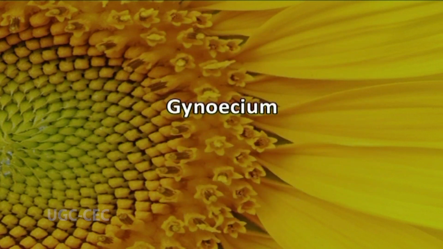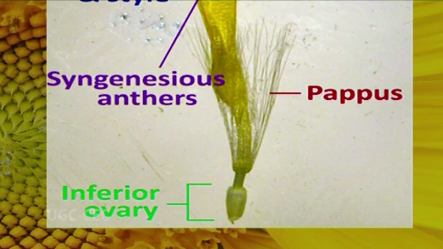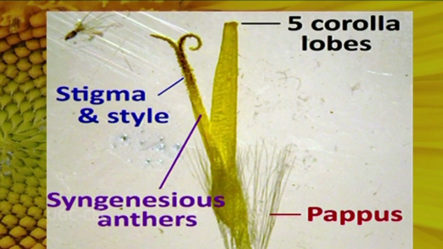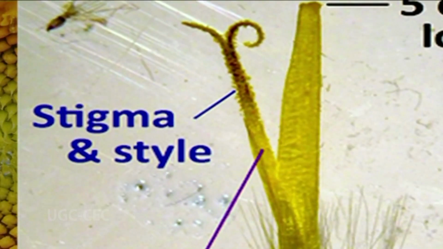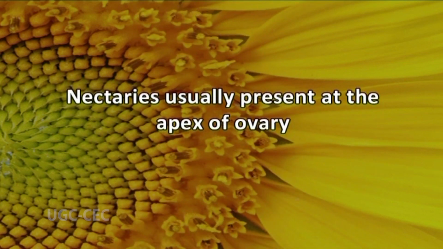Now the female part of the flower, gynoecium, is comprised of two carpels and the condition is syncarpous. Ovary here is inferior and it is unilocular with a single ovule. This ovule is anatropous and unitegmic. Style is here solitary with two apical branches. The stigmas are two, occurring as stigmatic lines towards the inner surface of the style branches. Placentation is characteristically basal. Also, the nectaries are usually present at the apex of the ovary.